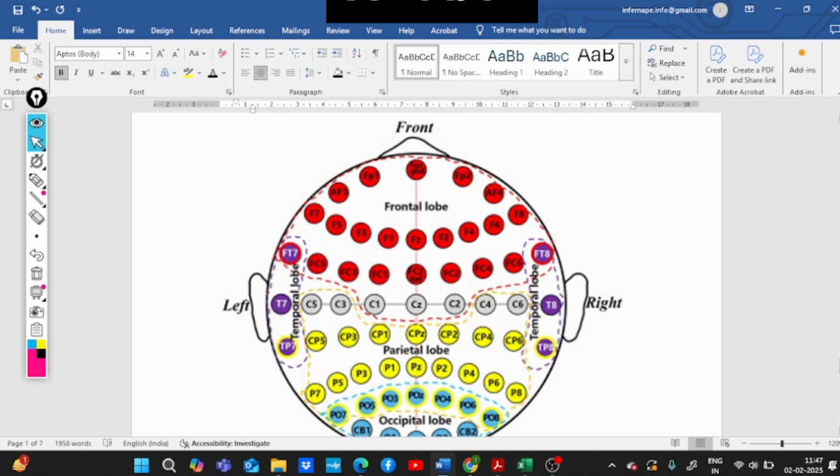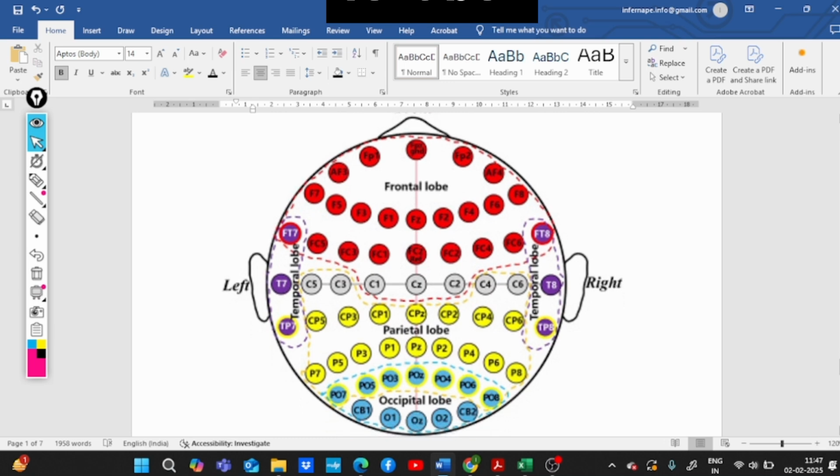So we had around 64 electrodes. We got a data set in which there were 64 electrodes placed on the head of patients like this. Your brain region is divided into 5 lobes. I repeat again, your brain is divided in 5 parts or 5 lobes.